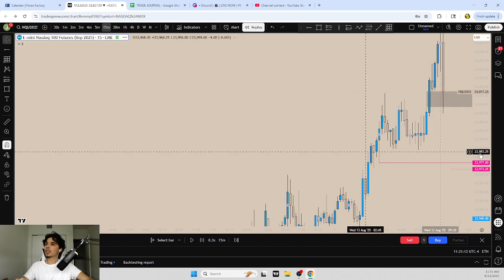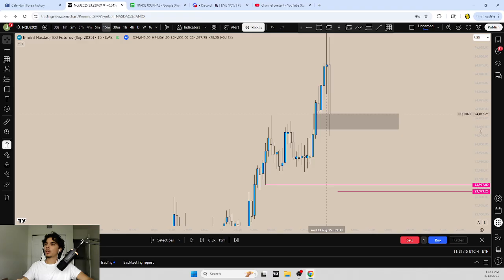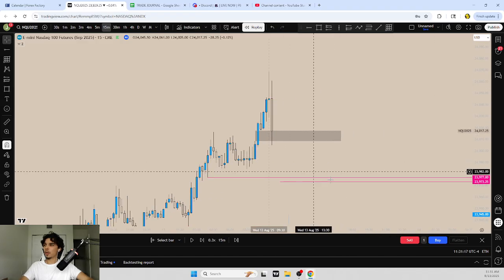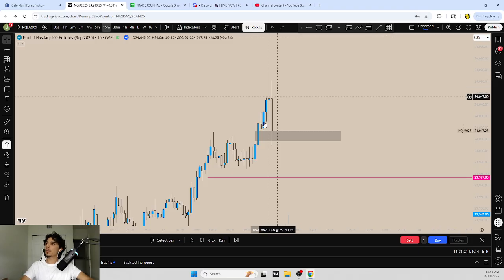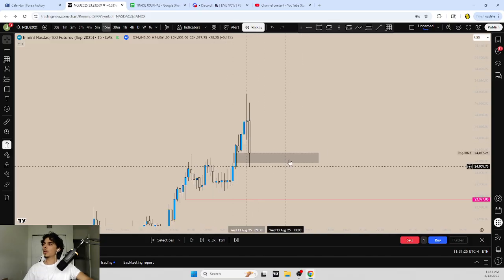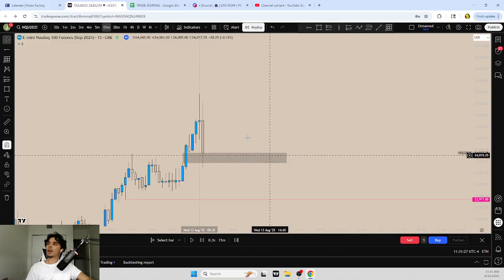So what I wanted to see as market opened, we had a nice accumulation zone. I wanted to see it manipulate lower into this gap right here. However, right before market opened, we ended up shooting all the way up. And then what did we get after that? Well, we had a 15-minute fair value gap.